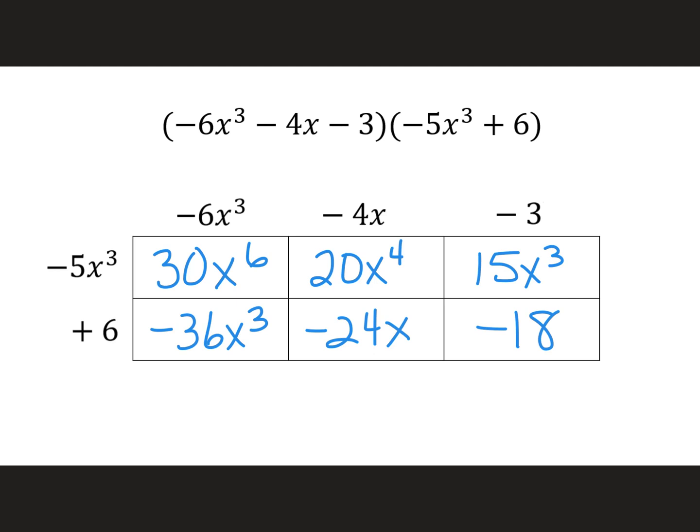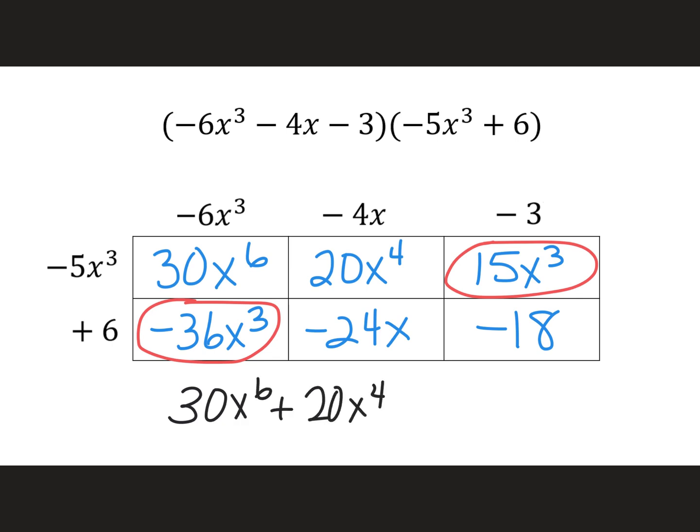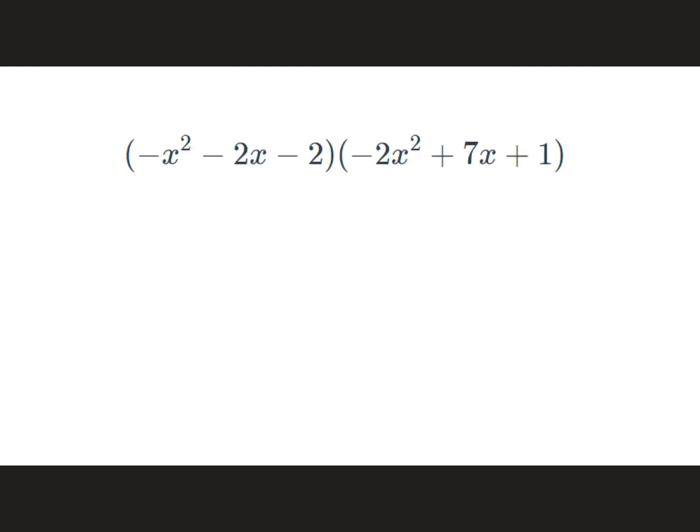All right, do I see any like terms? I do. Let's put that in a different color. We have this one and this one. We're going to put those two together. And so our final answer should be 30x to the power of 6 plus 20x to the power of 4. Oh, here we go. Let's see. That's a minus, looks like a 21x cubed minus 24x minus 18. Whew, there you go.